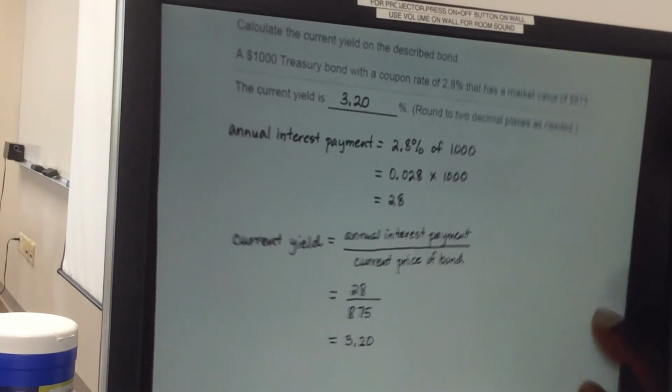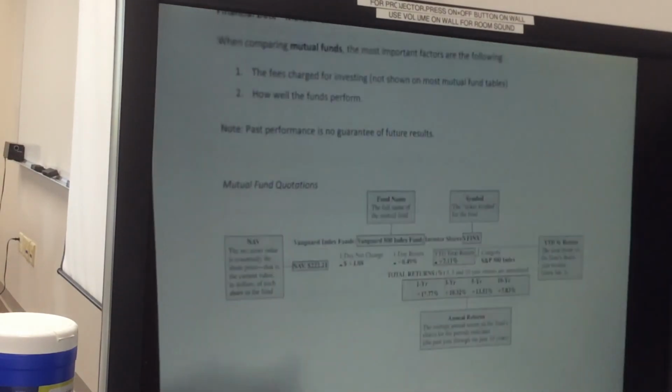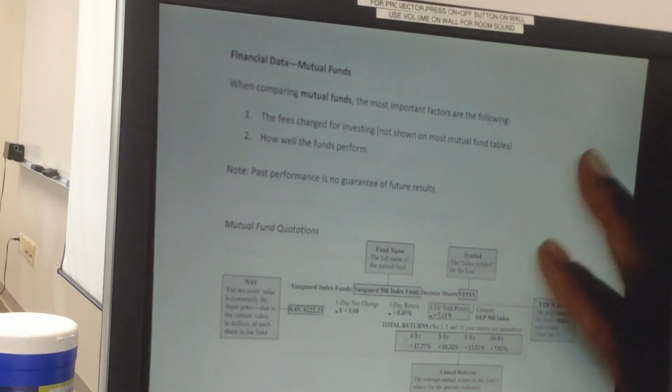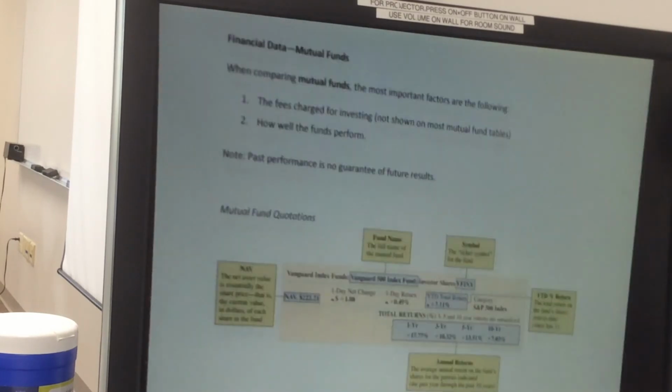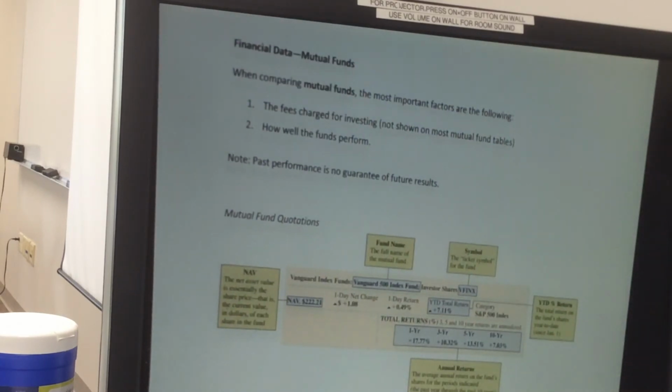Okay, I think we got one more thing we're going to look at, and that is the mutual funds. Let me put this up here because this one is in color. When comparing mutual funds, the most important factors are the following. The fees charged for investing, that's not shown on most mutual fund tables. And number two, how well the funds perform. Now keep in mind that past performance is no guarantee of future results.